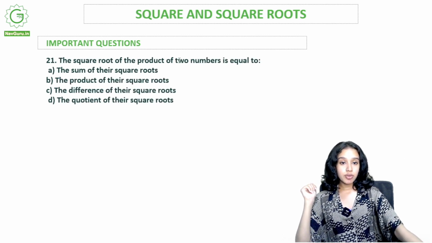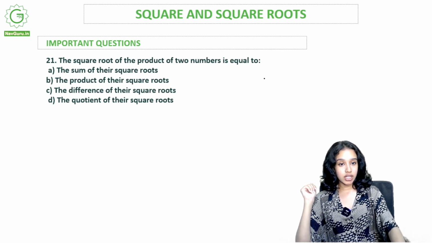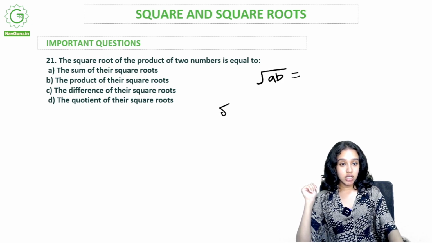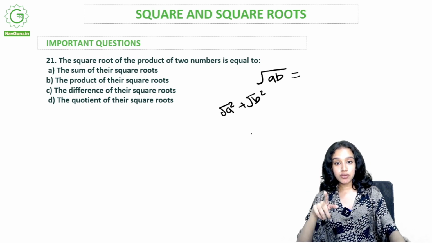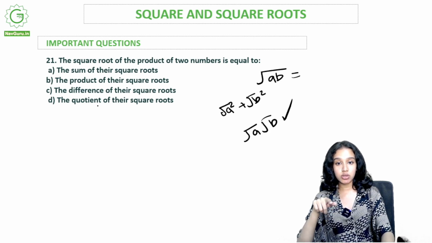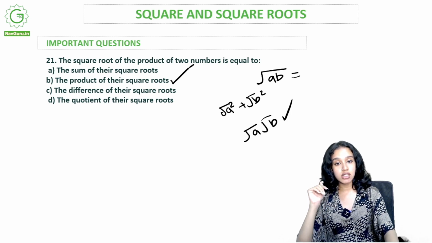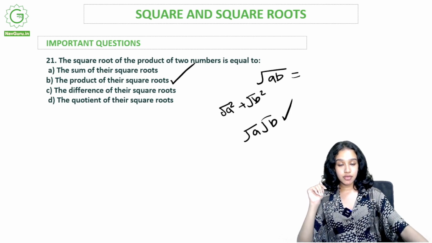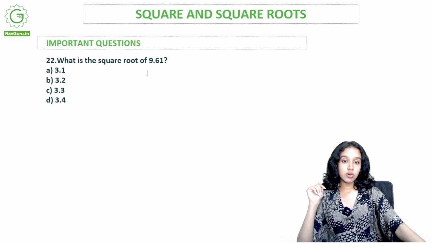The square root of the product of two numbers is equal to the product of the square roots. Is it root a square plus b square? No, it's not. The product of the square roots, is it root a into root b? Yes. The difference of the square roots and the quotient of the square roots, both of these are wrong answers. So this is the right answer. Now, what is the square root of 9.61?